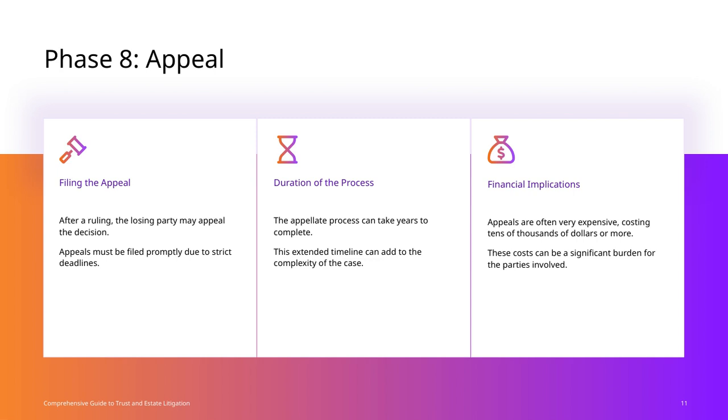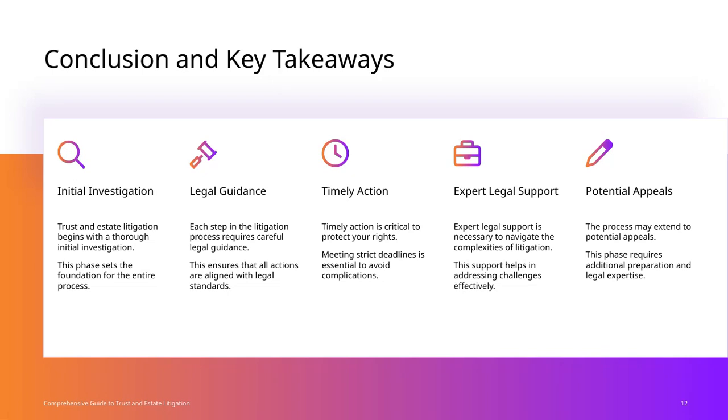Additionally, pursuing an appeal can be very costly, sometimes reaching tens of thousands of dollars or more. These expenses can pose a significant financial burden on the parties involved. Overall, the appeal phase is a critical part of trust and estate litigation, but it requires careful consideration of timing, complexity, and costs.